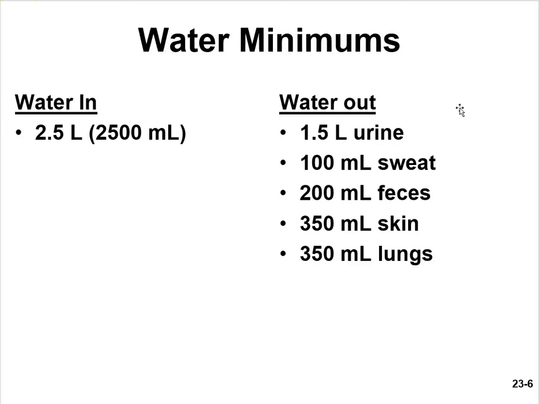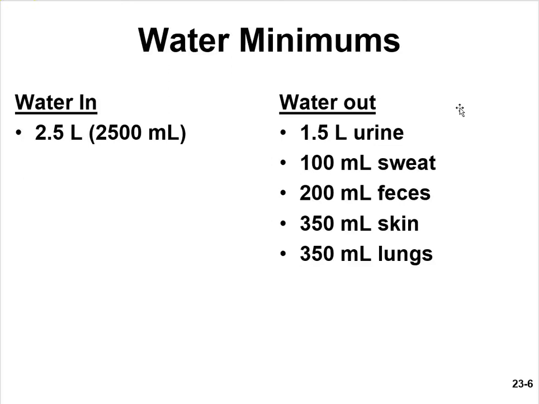So 1.5 liters of urine is excreted every day. This is the bare minimum. This is the minimum amount needed so that you can remove metabolic waste from the body. You have to excrete 1.5 liters of urine a day to be healthy and to get rid of the metabolic waste. That is the bare minimum right there, 1.5 liters.